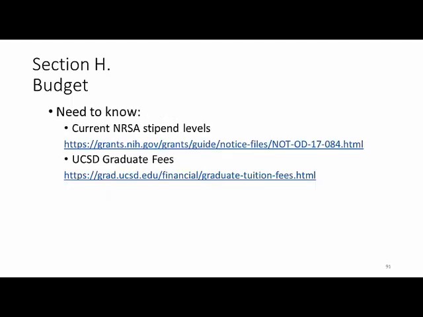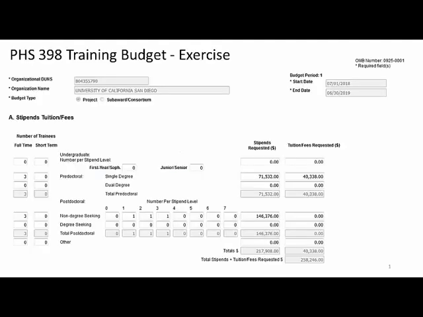The things you're going to need to know before you put your budget together are the current stipend levels, and the current graduate fees. And I've actually done that for you here through our little cheat sheet. So in this particular example, I'm doing 3 pre-docs and 3 post-docs. So you're going to see here, I have 3 pre-docs, and the amount is $23,844 at the top of your page times 3. So that's that amount.